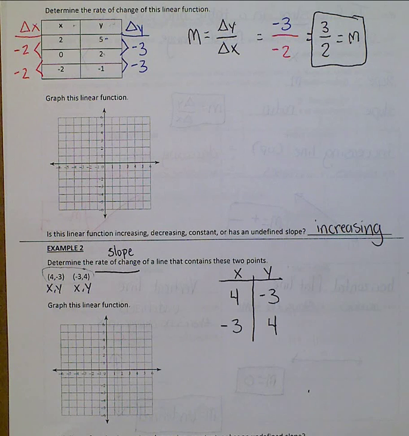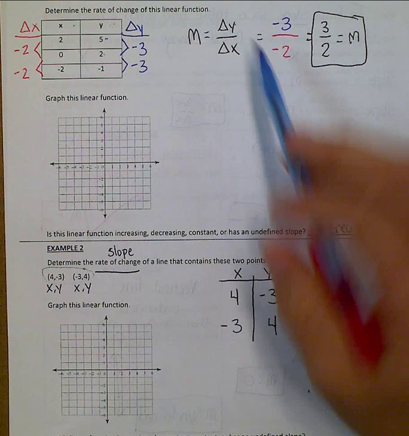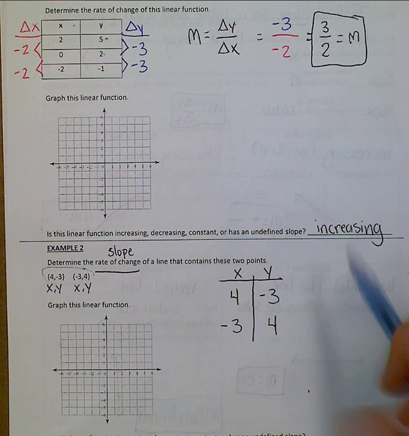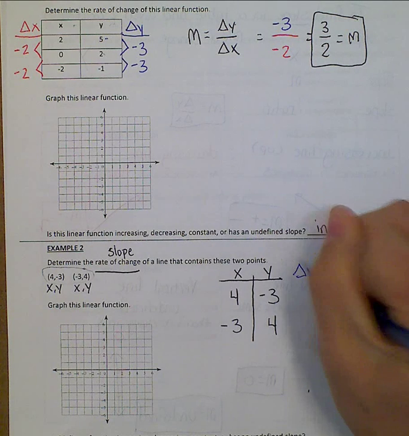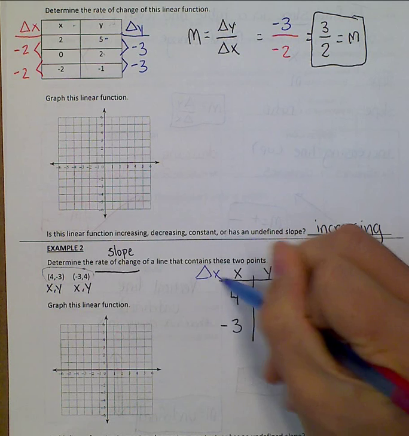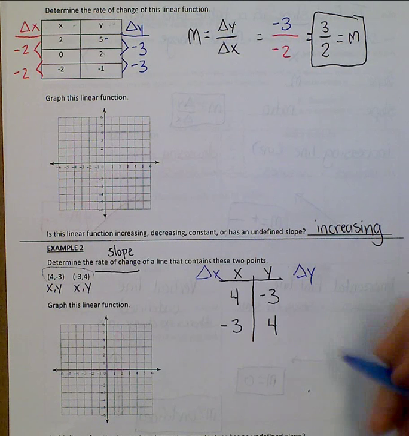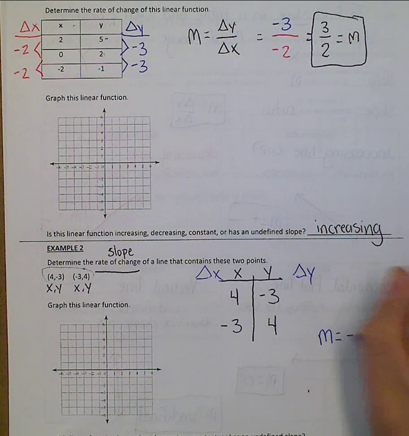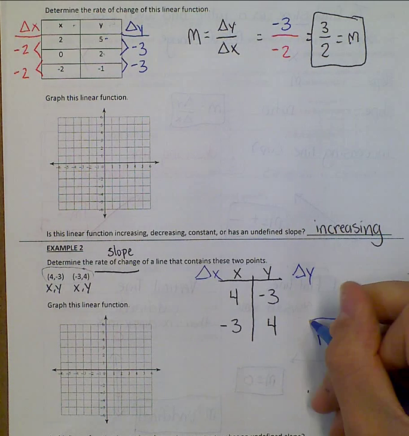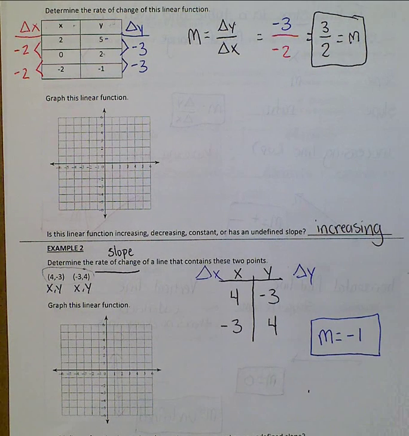And now you can go ahead, just like we did up here, and find the changes in y, find the changes in x. And if you do this correctly, you should end up with m equals -1. See if you can get that answer. And because it's negative, we should know this is a decreasing line. So see if you can get that answer, and then practice the problems that follow.